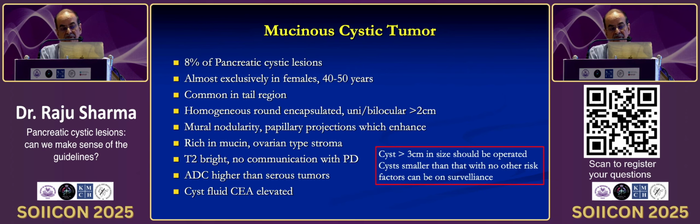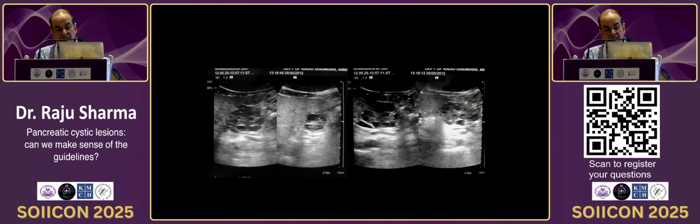about 8% of the pancreatic cystic lesions, typically occurs in the 4th to the 5th decade, more commonly seen in the tail. This is almost exclusively seen in the female patients, and this tumor is associated with ovarian type of stroma. The cyst fluid, when it's aspirated, shows you elevated levels of CEA and CA19-9. Cysts larger than 3 centimeters should be operated. Cysts smaller than that with no other risk factors may be kept on surveillance, but that is a decision of the multidisciplinary group.